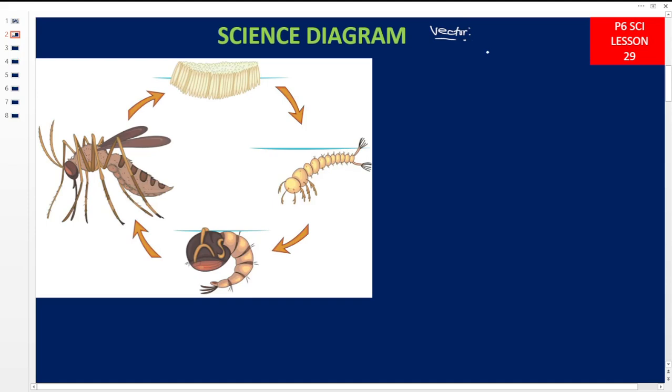When I talk of a vector, I think we understand that. A vector is a living organism that spreads germs, not diseases. It spreads germs that cause diseases. Or it's a living organism that can spread germs.